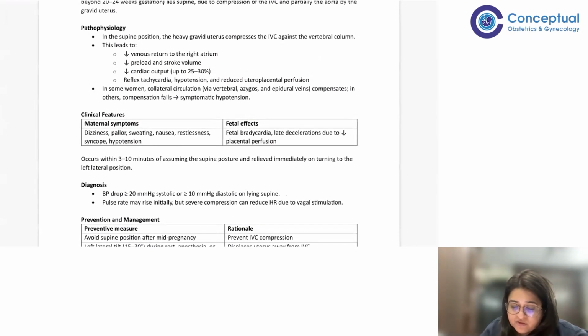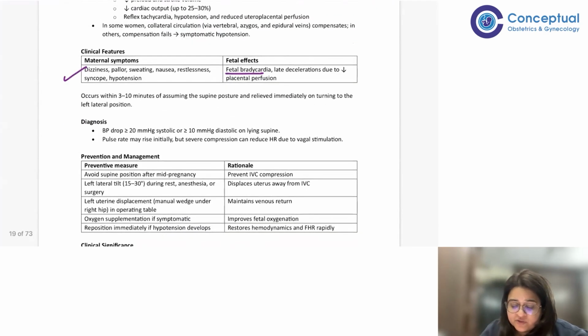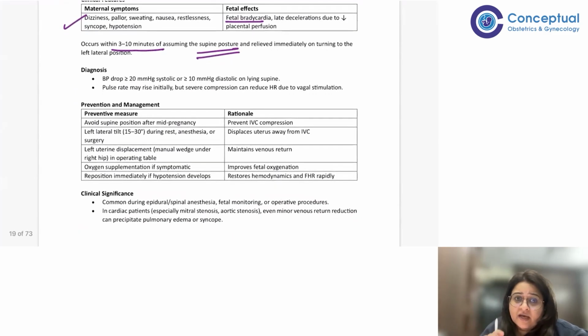It is because of the gravid uterus compressing the IVC against the vertebral column. This leads to decreased venous return to the heart, leading to reduced cardiac output, and the patient is going to have dizziness, hypotensive episode, restlessness, and even syncope. And as a result, the fetus may have bradycardia. This usually occurs within 3 to 10 minutes of assuming the supine posture. Her blood pressure is going to drop, and the pulse rate may increase initially, but then may get depressed.